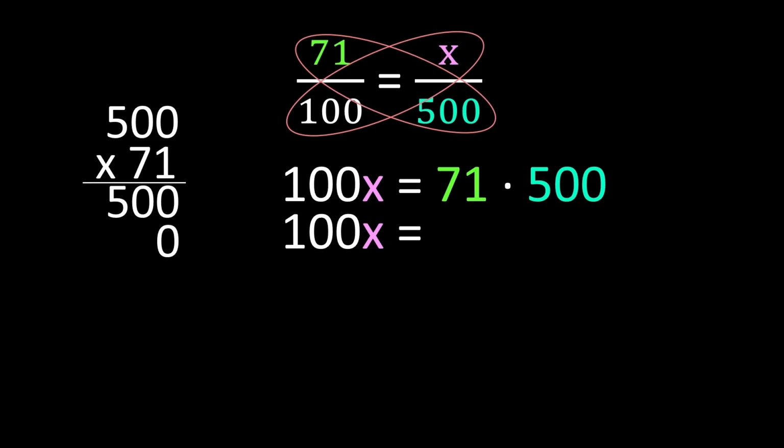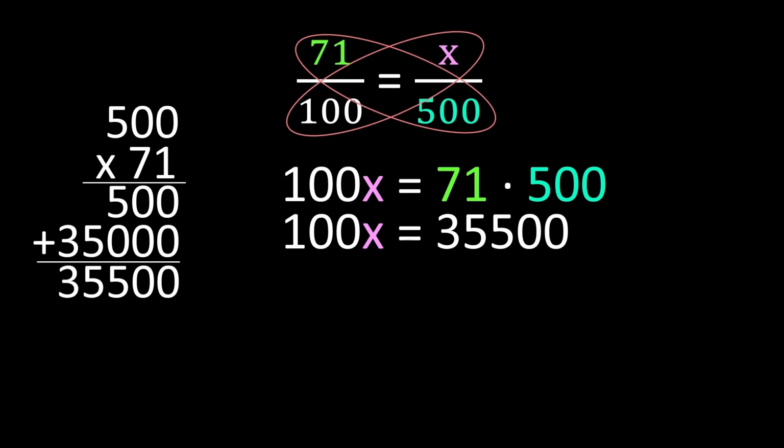Then we'll need to multiply by the 7. 7 times 0 is 0. 7 times 0 is 0. And 7 times 5 is 35. When we add, we get 35,500. So now we have 100x equals 35,500, and we're solving for x.